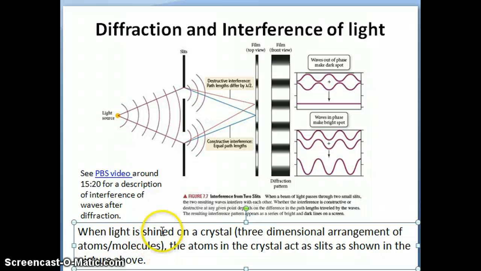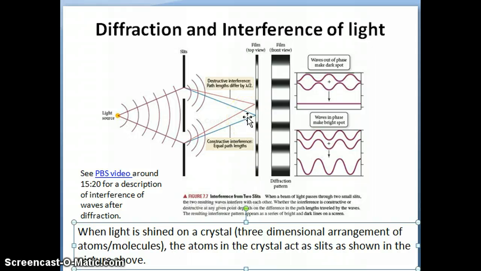And what people found out was that if you were to shine light on that crystal, you get exactly the same type of diffraction pattern. You get the pattern that you would have gotten if you just have a bunch of holes here in the diffraction grating. So the atoms in the crystal act pretty much as your slits or your holes in the diffraction grating.